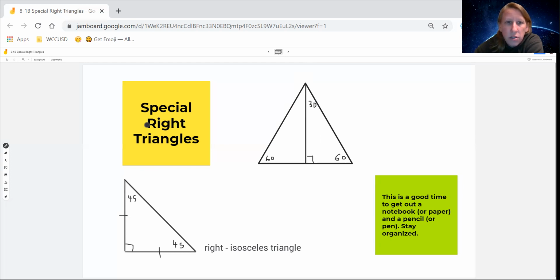So the two special right triangles are what we call 30, 60, 90s and 45, 45, 90s. 45, 45, 90 and 30, 60, 90. Okay. So half of an equilateral triangle is special. Half of an equilateral triangle is a special right triangle.